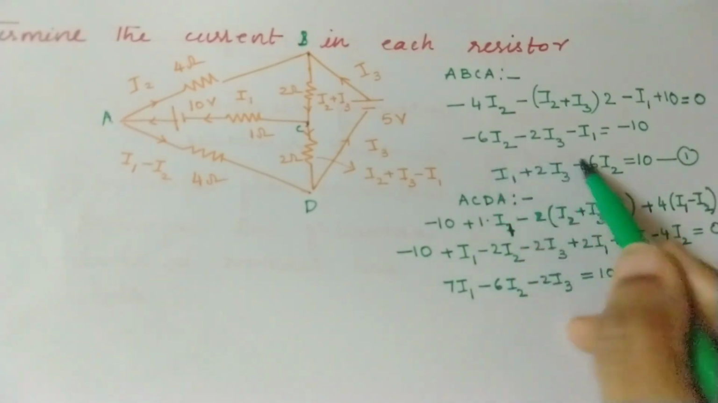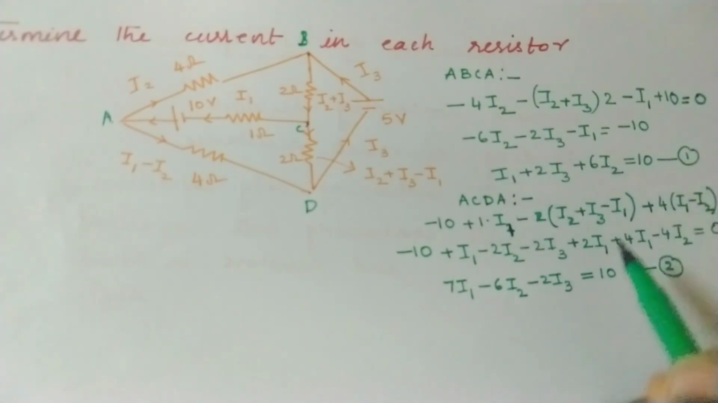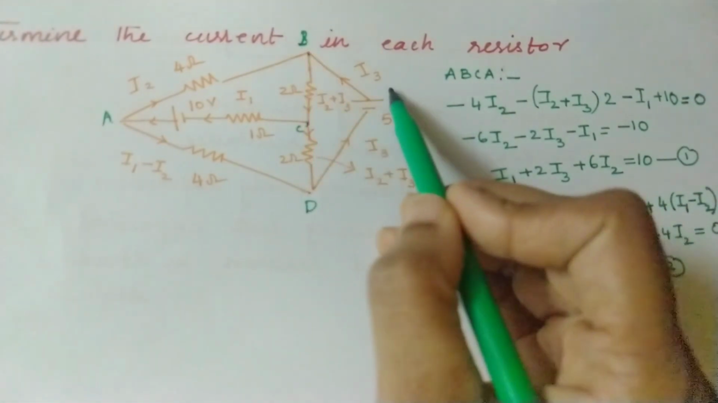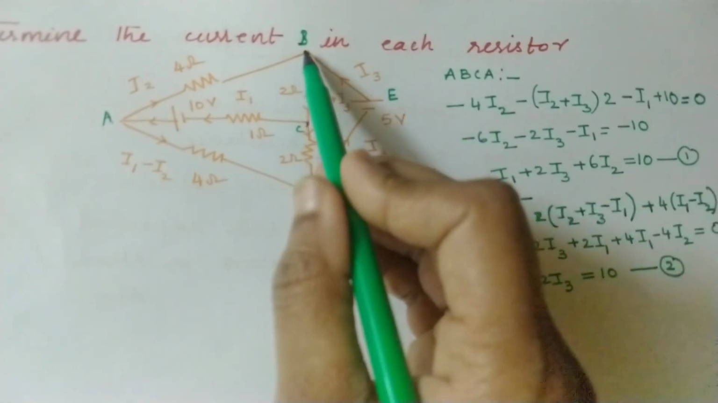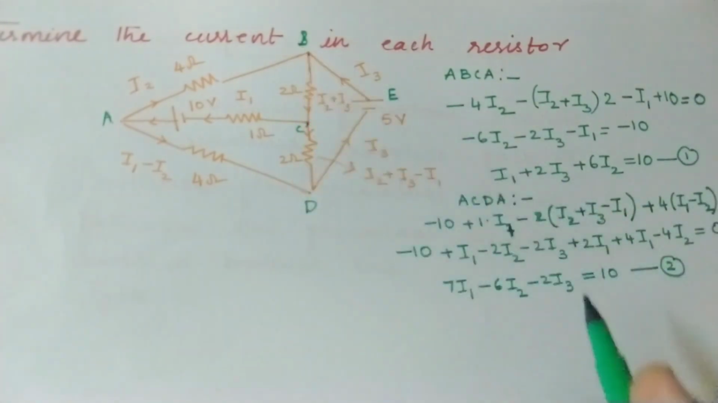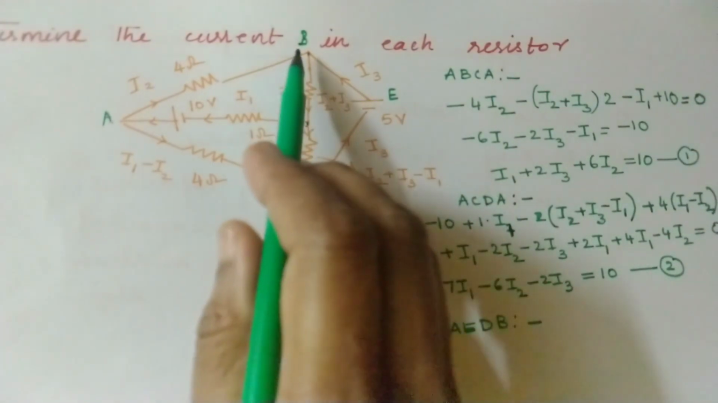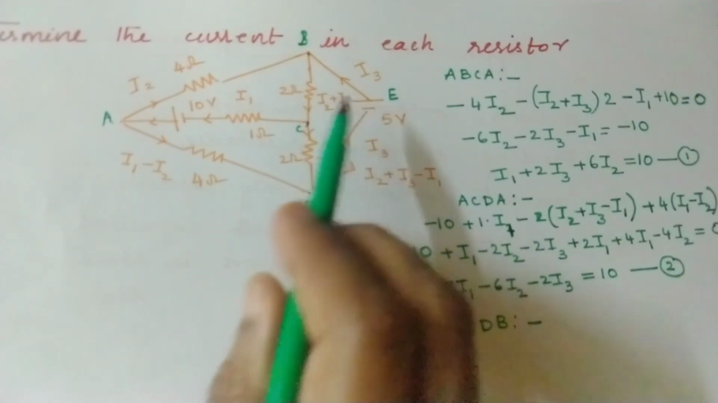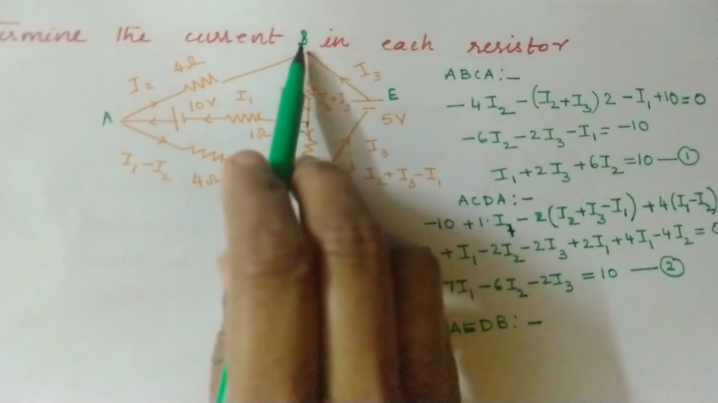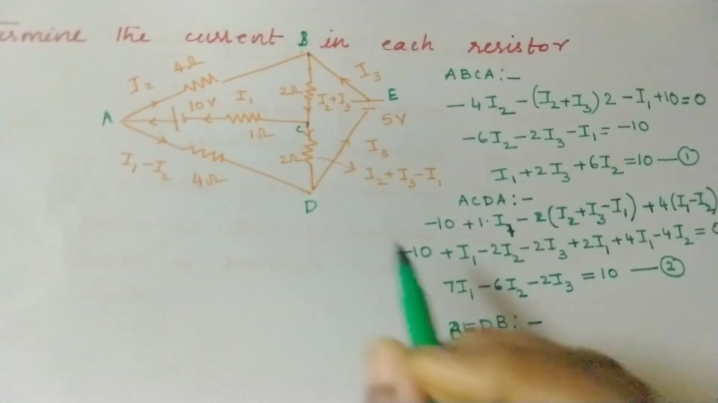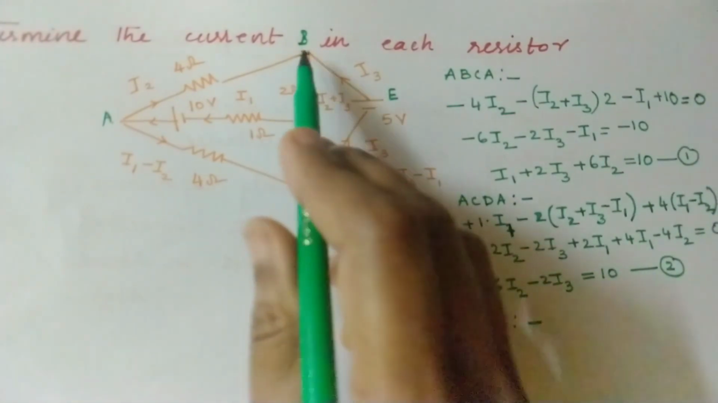See, we have got the first equation in terms of I1, I2 and I3, the second also in terms of I1, I2 and I3. At last, now I will apply it for this loop. I will call this point E, for the loop B, E, D and B. Not A, E, B and D, it is B, E, D and B. Starting from B, E, D and B.